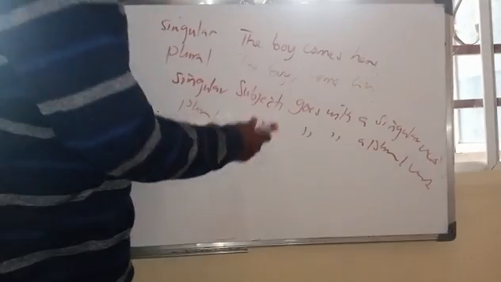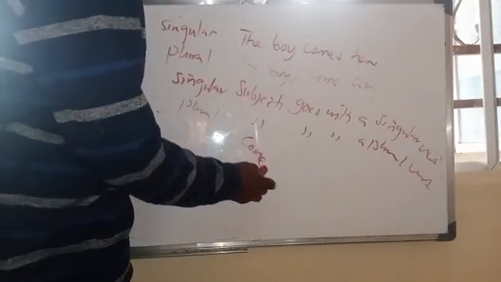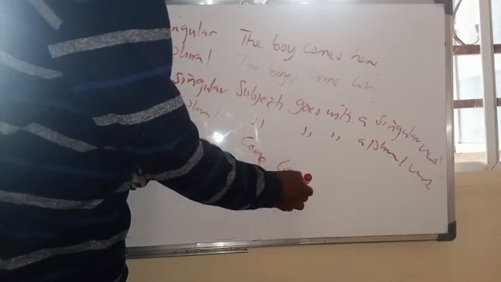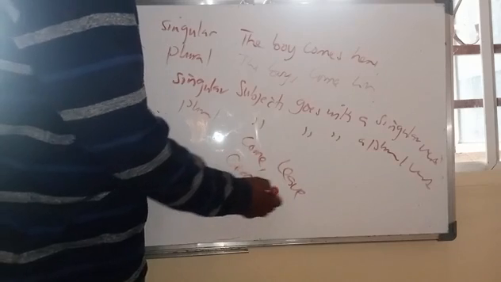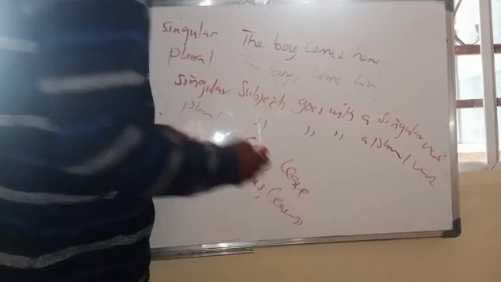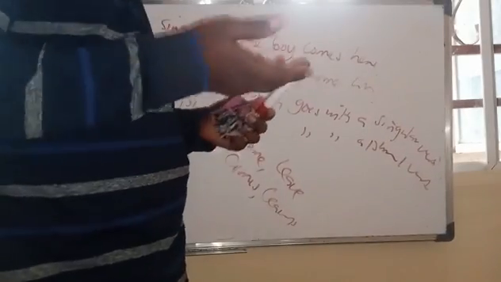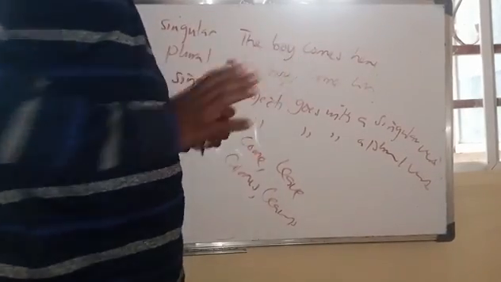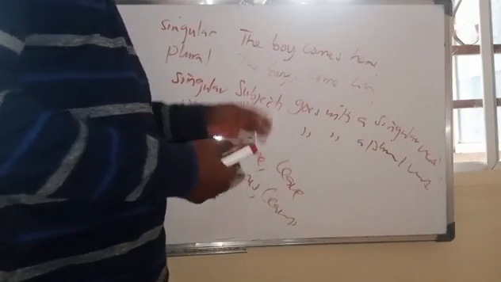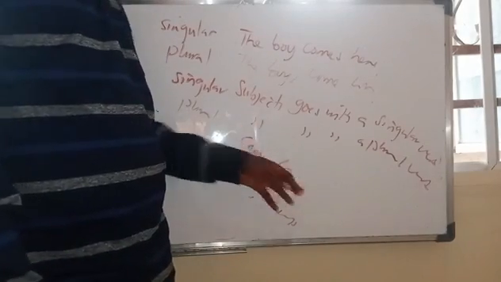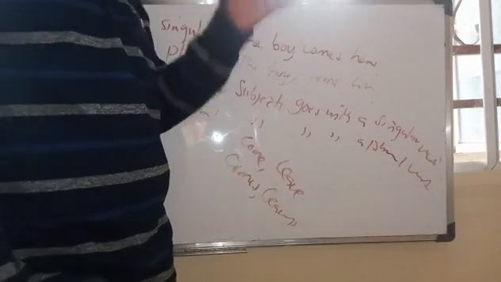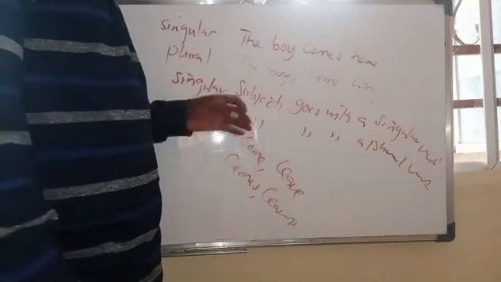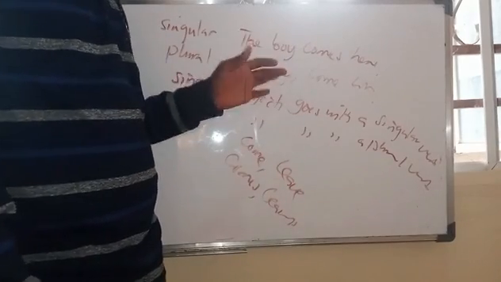So verbs such as come, live, these are plural. But when you add s to it, it becomes singular. So you will say he lives here, not he live here, but you will say they live here. So when it is singular, s or es is added to the verb. You add s when the verb already ends with e. Then you add es if it ends with anything other than e.